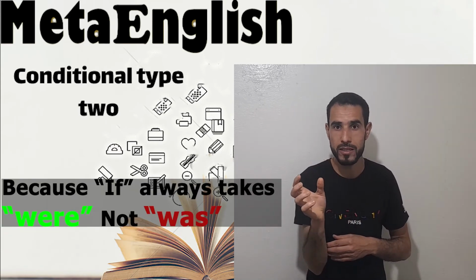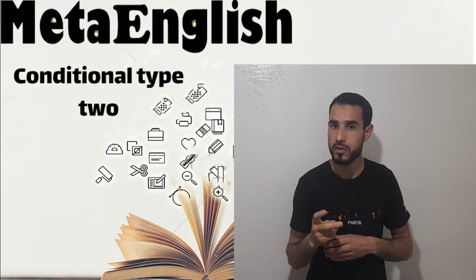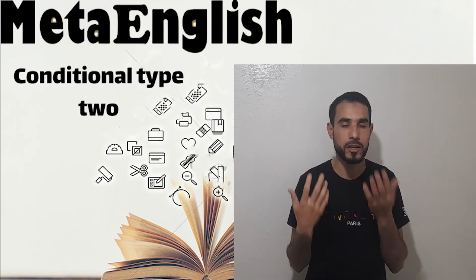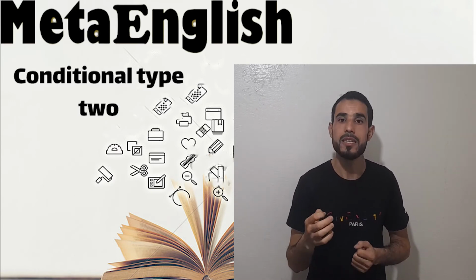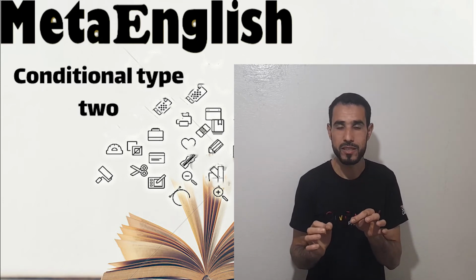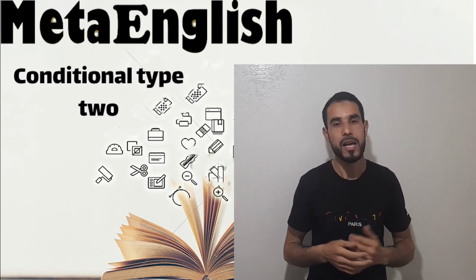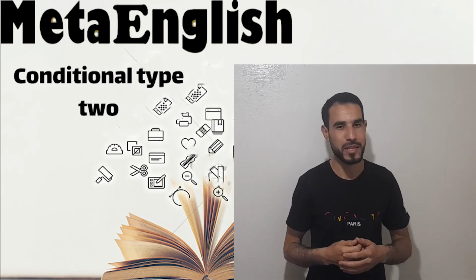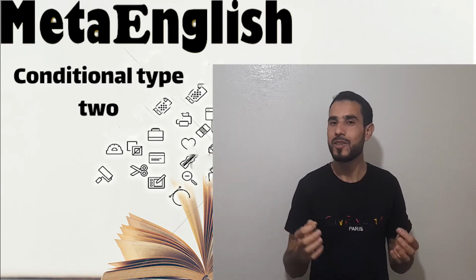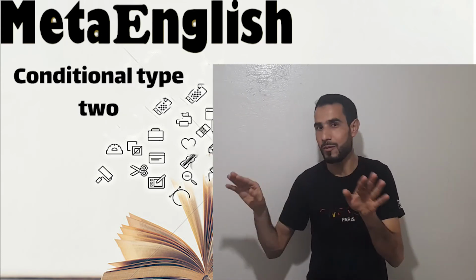So that's the point. And of course, as I said, conditional number 2 is always used to talk about imaginary and impossible situations in the present. If I won a lottery, for example, I would buy a big house. But of course, I'm not going to win a lottery, so the result clause wouldn't happen.